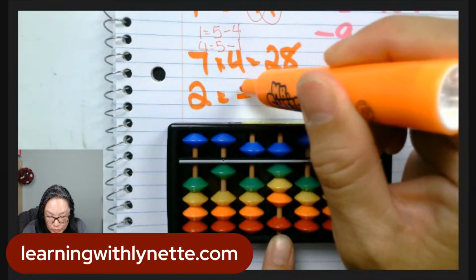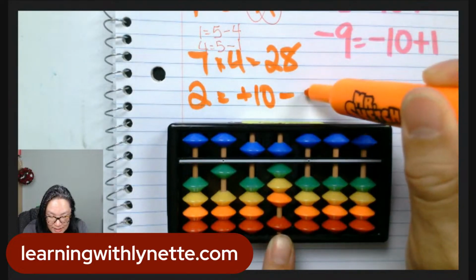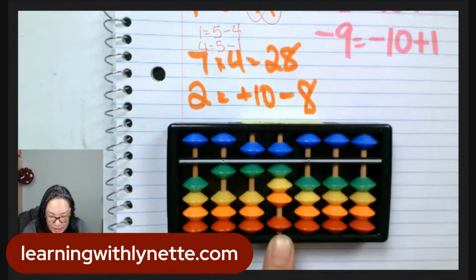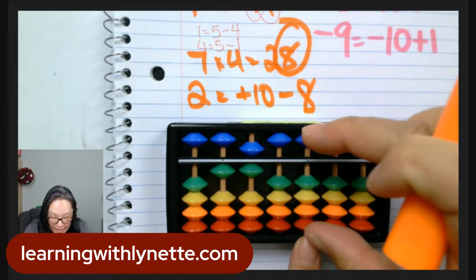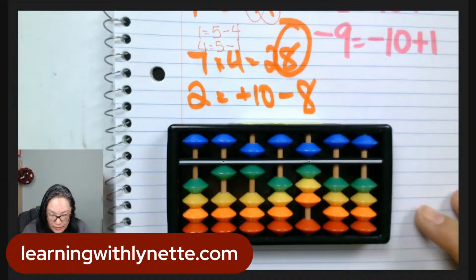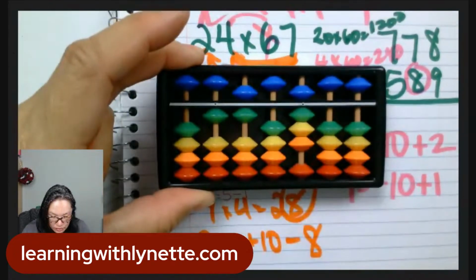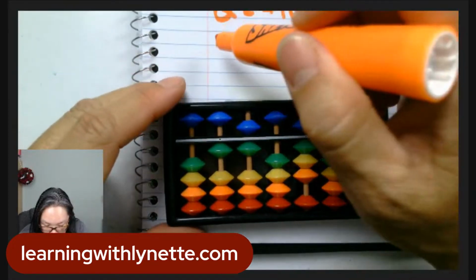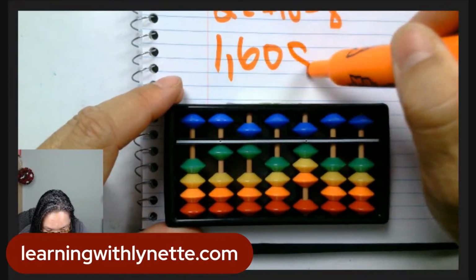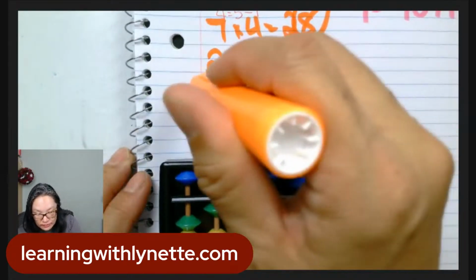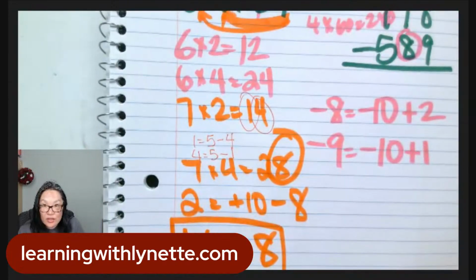Plus the 2 is what? Plus the 2 is equal to plus the 10 minus 8. Plus the 10 minus the 8. And then this 8 needs to be added. So we go over here and we add the 8. So my final answer is what? 1608. That's my final answer to this question.